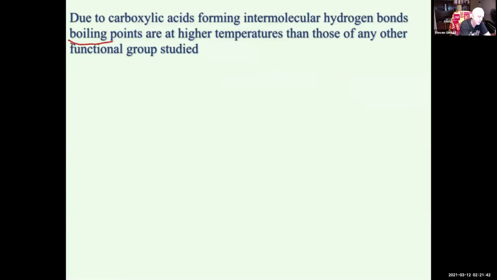temperatures than would normally be expected. Boiling points are going to be higher temperature than those of other functional groups studied. So far, we've had alkenes, alkynes, alcohols, aldehydes, carboxylic acids, and ethers. So the carboxylic acids are going to be the highest boiling points that we've had yet because they're the most polar. They have two polar functional groups at the end of it.